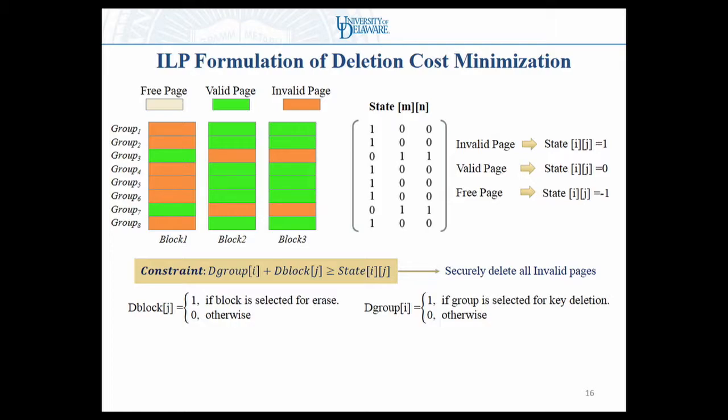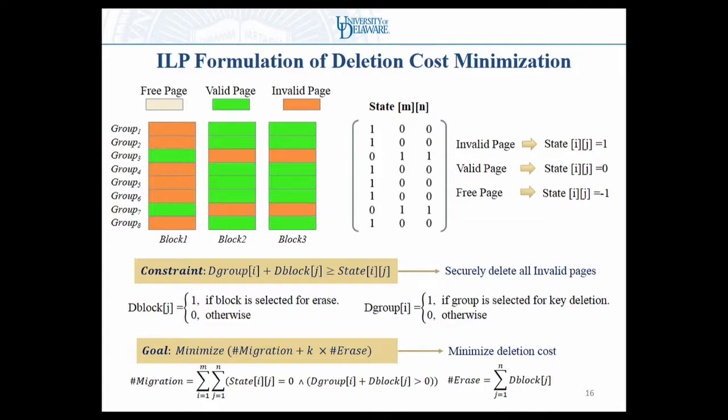If the state of the page is 1, which is invalid, either its group or block should be selected for secure deletion. And then the cost can be translated into this, meaning that migration means that if the state of block is 0, and one of its group or block is selected for secure deletion, you have to do a migration. And for erase, simply you have to count the number of ones in the vector D block.